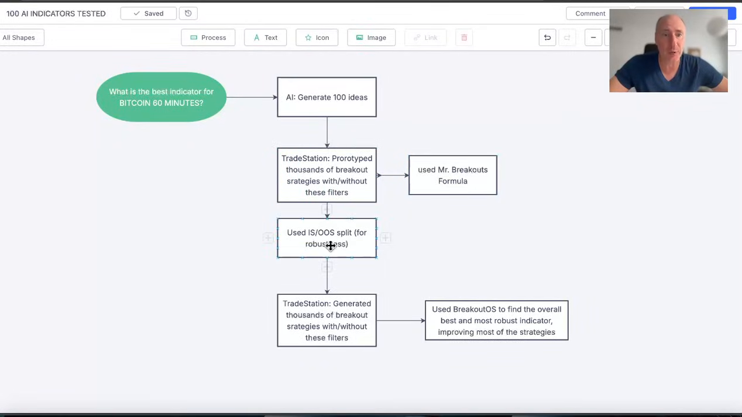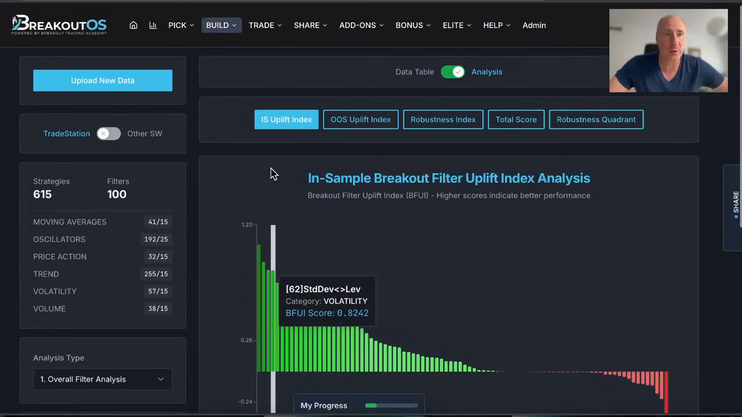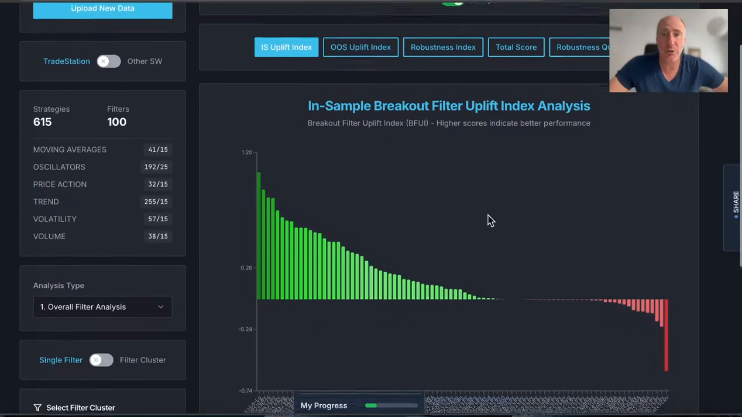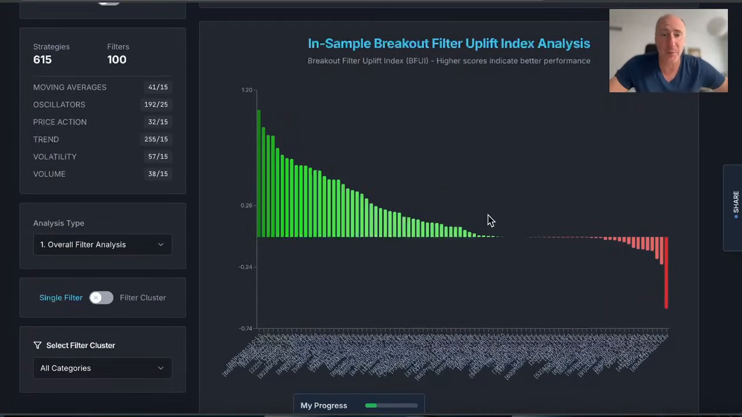And then what I did next, I actually used the BreakoutOS. Before I used BreakoutOS, I generated all these hundreds and hundreds of strategies using an in-sample and out-of-sample split, so we can make sure that the analysis is done on both in sample and out of sample, and we're not just overfitting. I generated these strategies with TradeStation, and then I uploaded all the results into the BreakoutOS. In BreakoutOS, I can do all this thorough analysis to see which filters work and which do not.